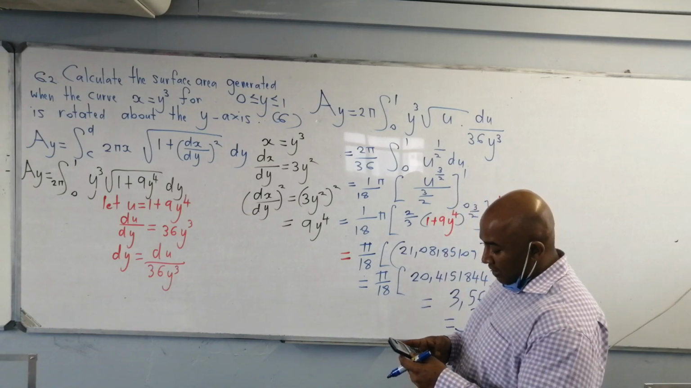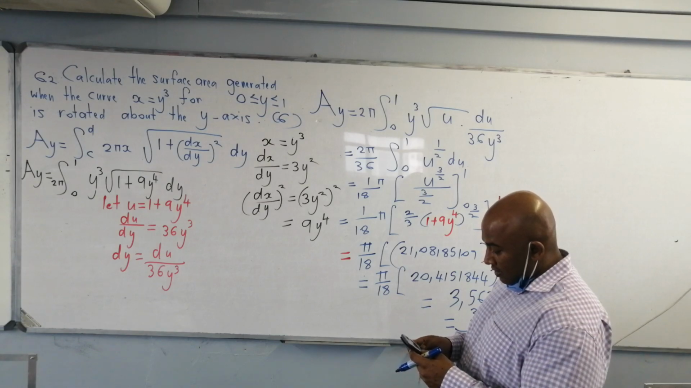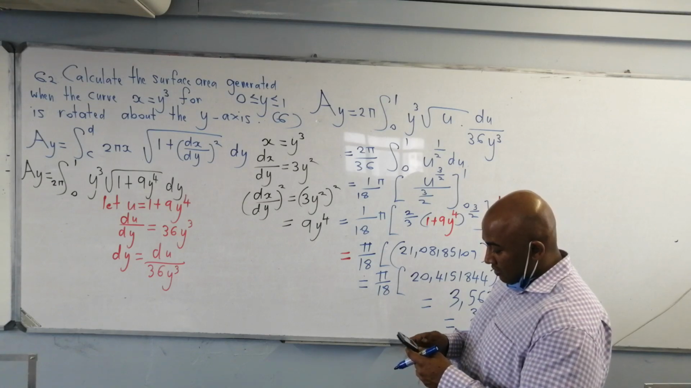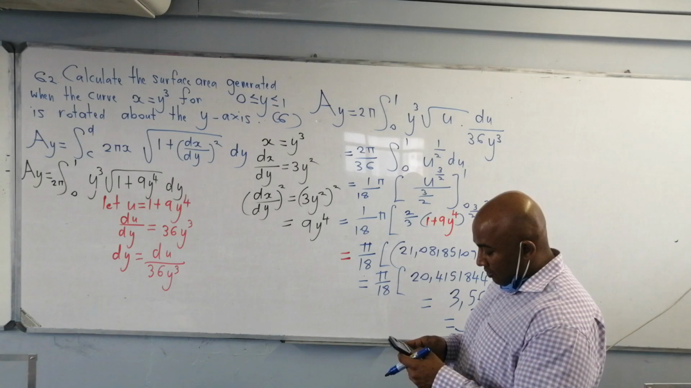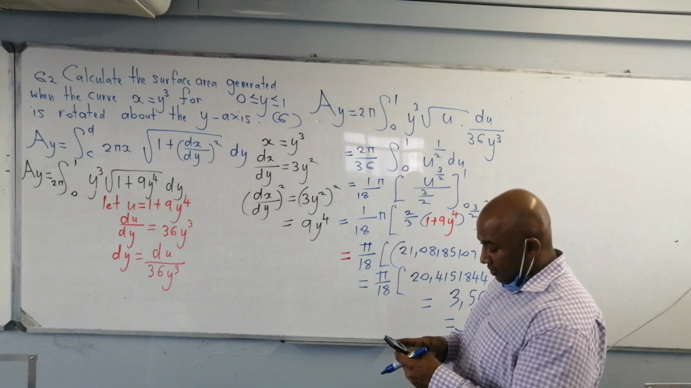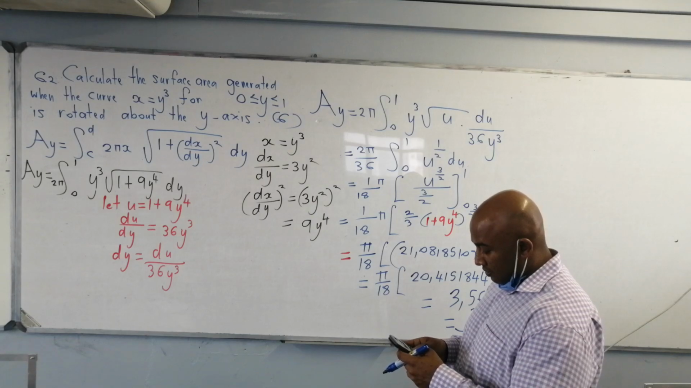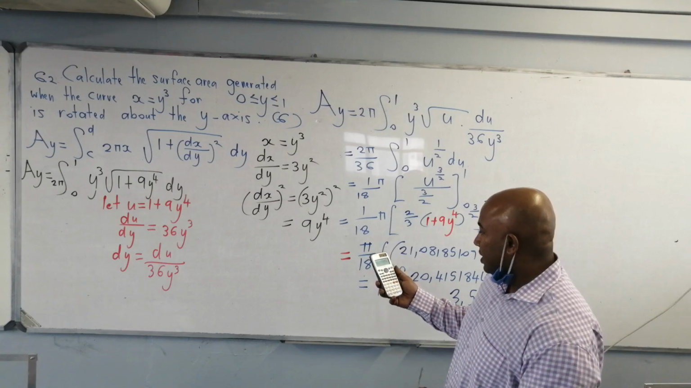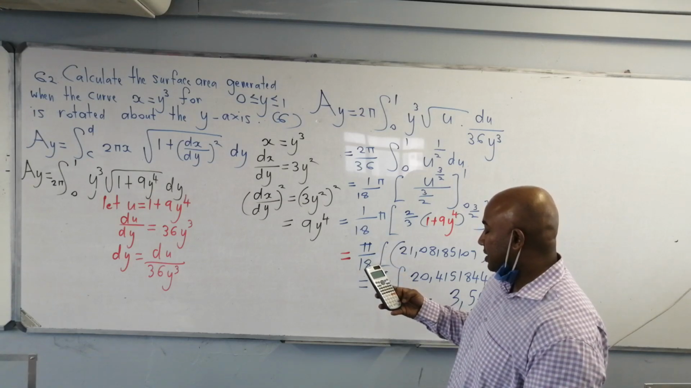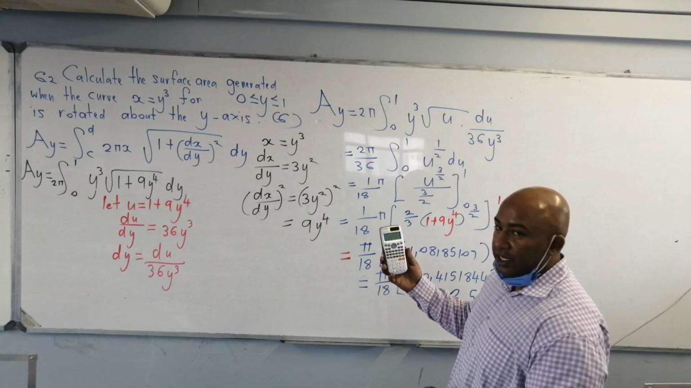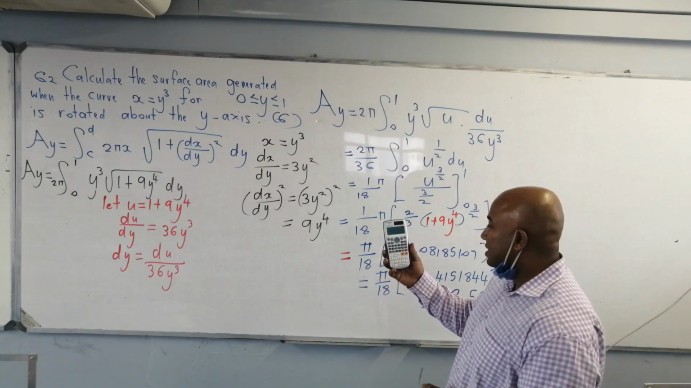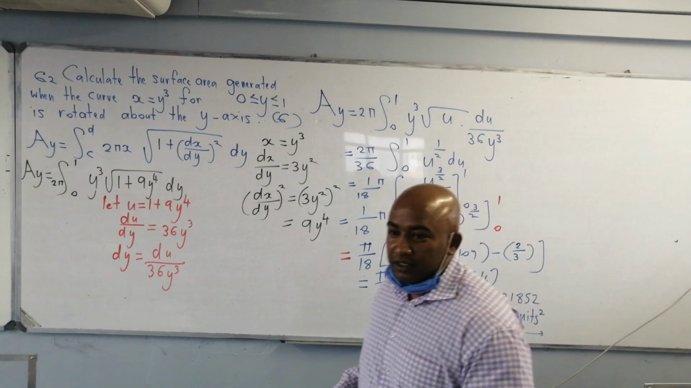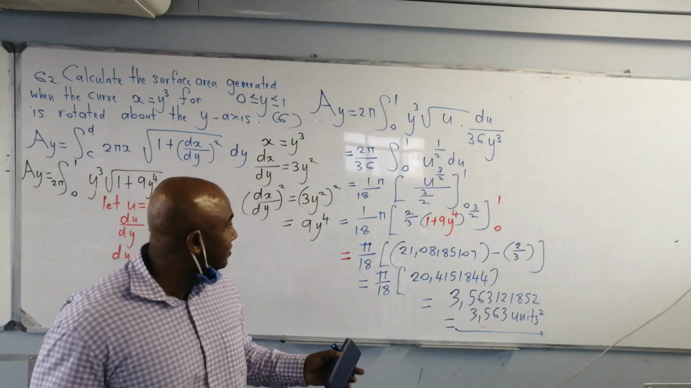So let's make sure that this answer is correct. Let's use the integration function on the calculator. So we've got x, y to the power 3, 1 plus 9, y to the power 4. That's 2 pi there. Let's do this and check what happens. So I'm using the integration function on the calculator, and my answer is perfect: 3.563121582. This answer is correct. Right, so that will be all. This is the revision for tomorrow's paper.